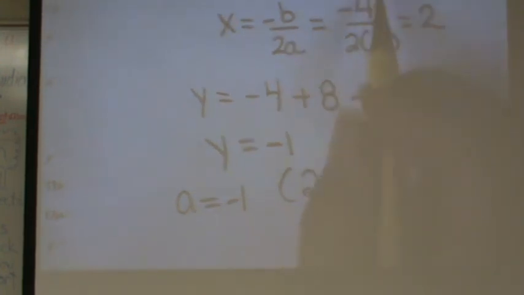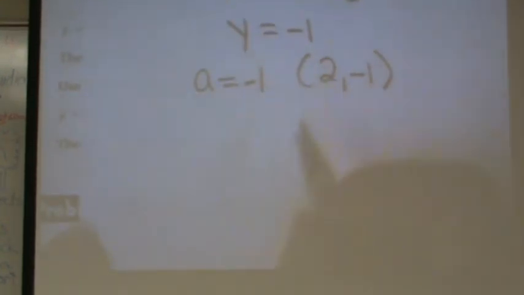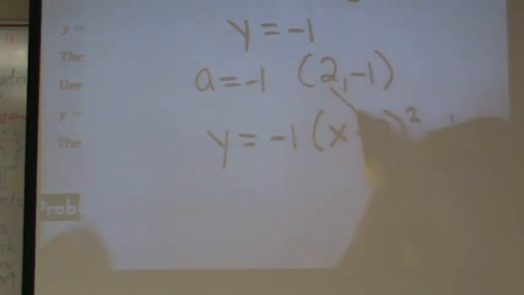So how do you write this in vertex form? Can you tell me? Go ahead, Wayne. y equals negative 1 parentheses x plus 2. Plus 2? That's the one that's opposite. Oh, opposite, my bad, I'm sorry. Remember that? Yeah. And you're done, that's it. You get this? That's it.